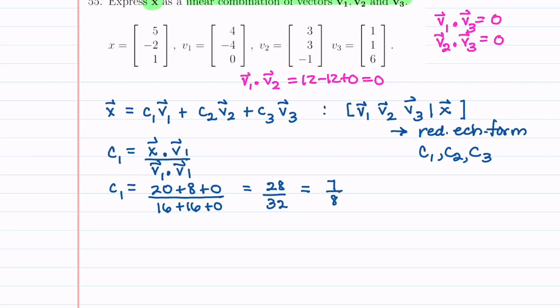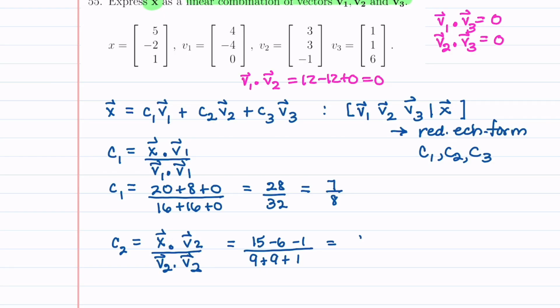Now let's do c2. So c2, using the same type of formula, is going to be x dotted with v2 divided by v2 dot v2. Let's now see what this equals. X dotted with v2, we're going to pick up a 15, a minus 6, and a minus 1 on the top. And v2 dotted with itself gives us a 9 plus 9 plus 1. So 15 minus 7 is going to give us an 8. And then in our denominator, we have an 18 plus 1 is a 19. And we can't reduce that at all.